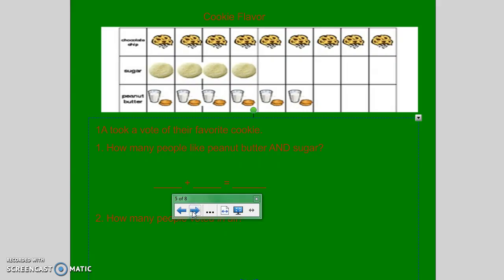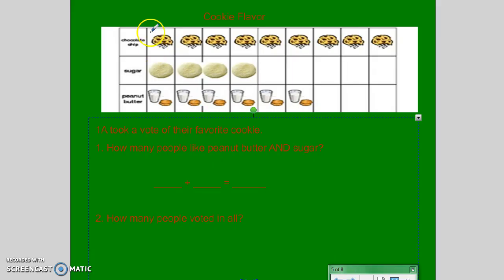Let's try another one. This is about what. So if I'm analyzing this graph, it says 1A took a vote of their favorite cookie. So this is all about chocolate chip, sugar, and peanut butter cookies. My first question says how many people like peanut butter and sugar cookies. So I know I'm going to add those two amounts together, peanut butter and sugar.